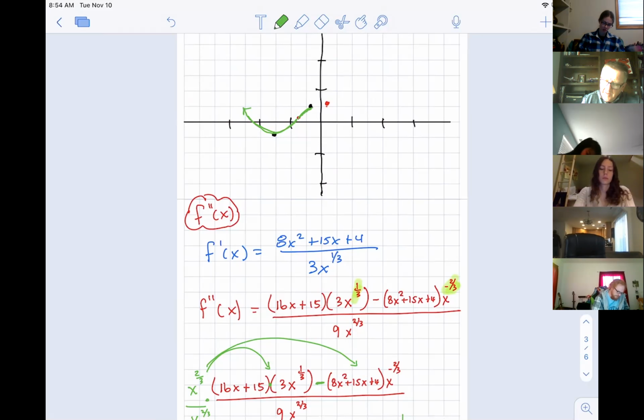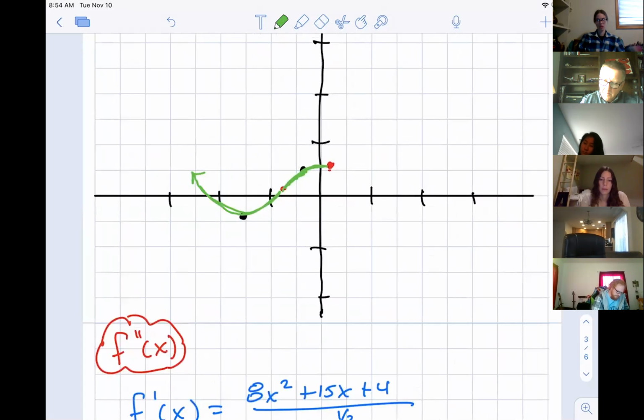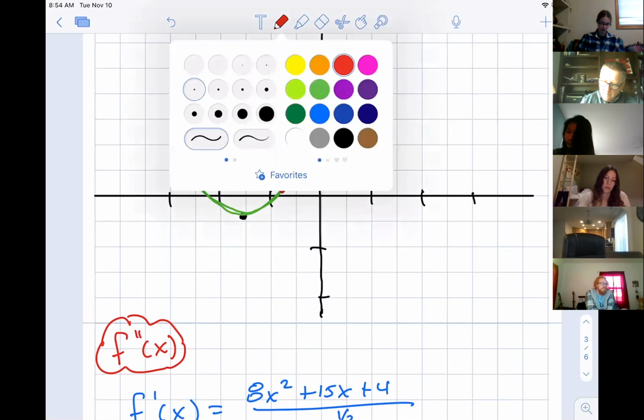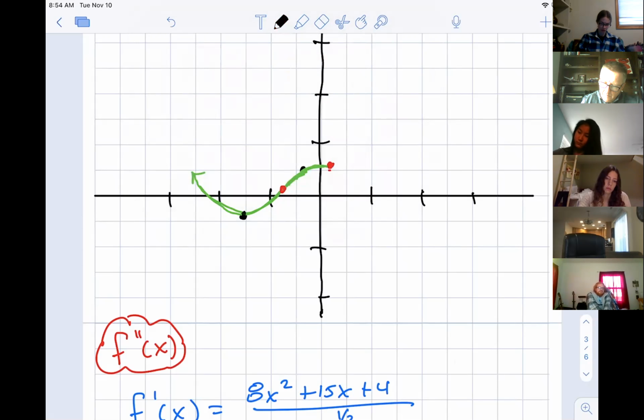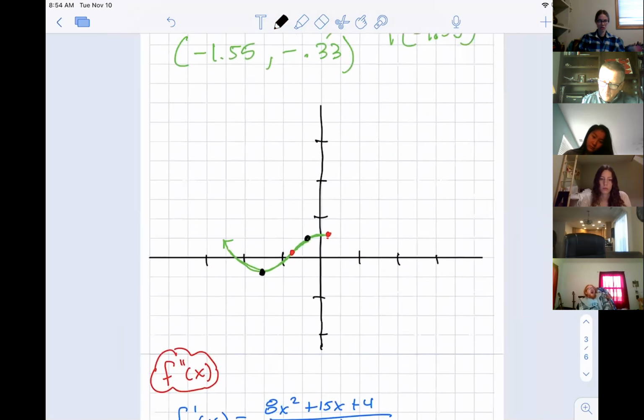But then what does it mean that that's an inflection point? It means it stops being concave down right there. You see what I'm saying? What would it look like if it switches to concave up then? What would that have to look like? I want you to think about that.